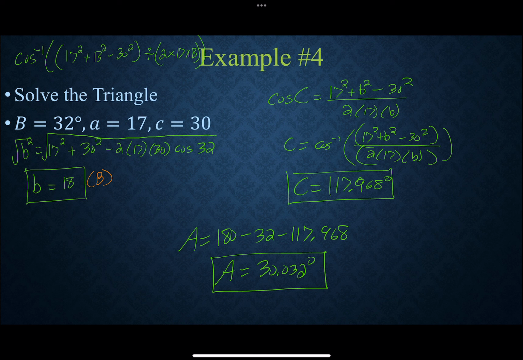All right, so that's it for the different trig methods. We're going to talk about how to use this stuff to find area of triangles, as well as work with different word problems that we have to set up our own triangles and figure out which method to use.